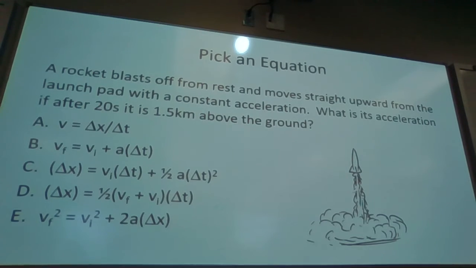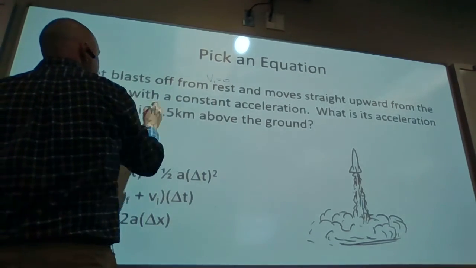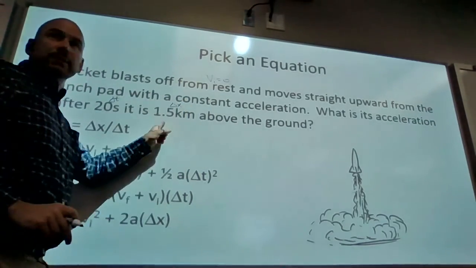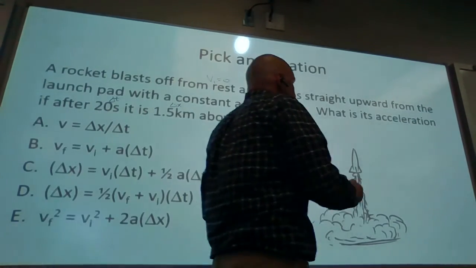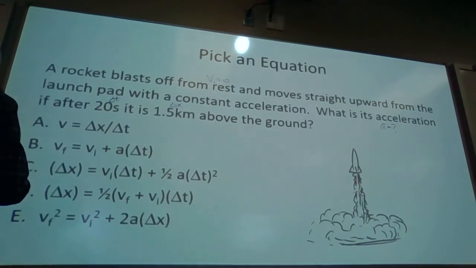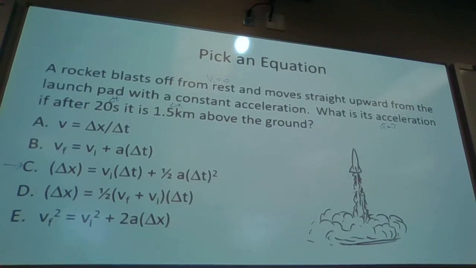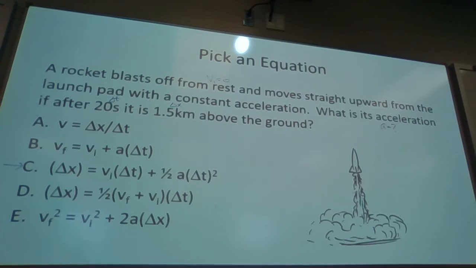Okay, correct answer is: start from rest, 20 seconds. Displacement, you convert that to meters when you actually do that. Okay. What is acceleration? And you would choose C. It has all four of those and doesn't have anything you don't need. How are we doing with that idea there? Okay.